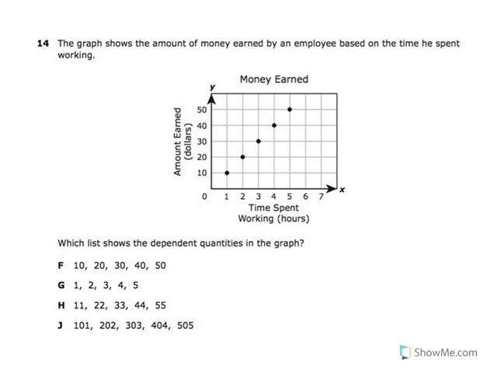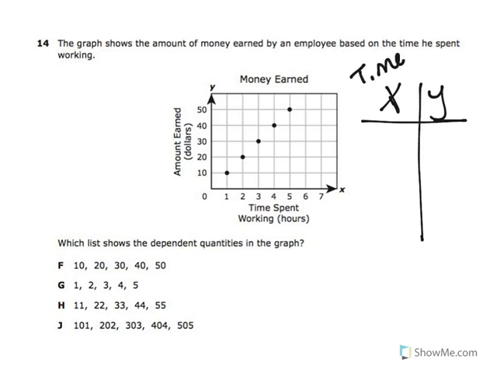The graph shows the amount of money earned by an employee based on the time he spent working. Which list shows the dependent quantities in the graph? So I've got my X and my Y, and if I make an input-output table, or my independent and dependent variable, my X is my time spent, and then my Y is the amount earned, like the dollars earned, right?